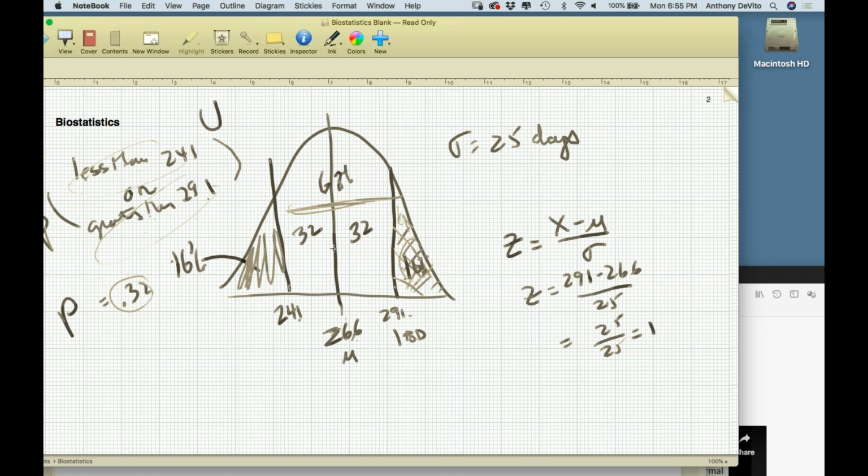Well, you can look at it as either a percentage of the population or the number of births. 32% of the births would be less than 241 days or more than 291. Or you can look at it as a probability. The probability that you would randomly select one woman and predict whether a birth would be less than 241 or more than 291 would be 32% as well. Of course, it would be 100 minus 32, or 68% likelihood, right, that it's between these two numbers.